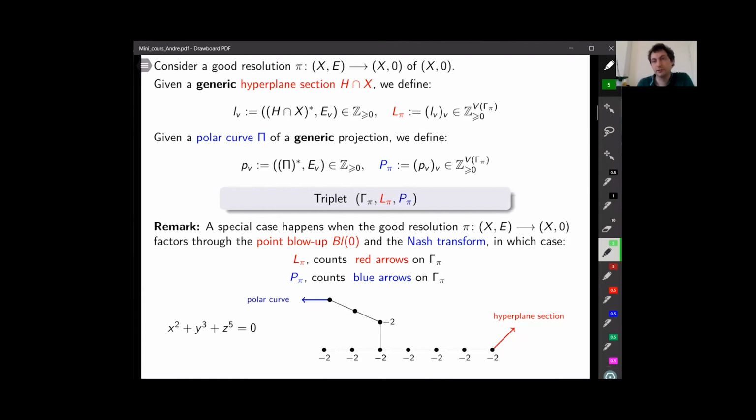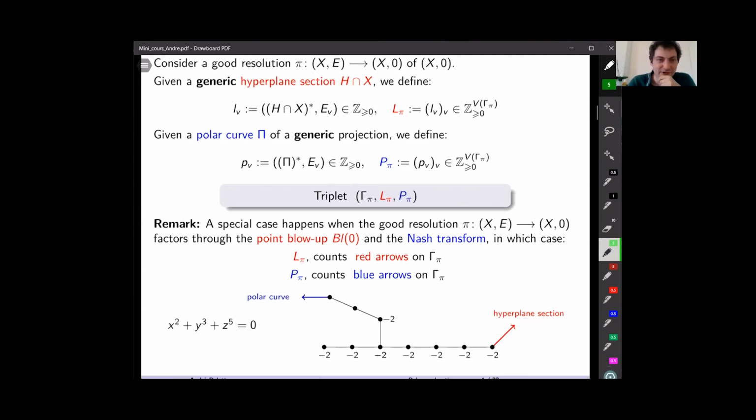Now a remark, trying to recall what has already been done in other talks. A very nice example was presented in the special case that the resolution factors through the point blowing up and the Nash transform. In this case, all of these hyperplane sections are going to be smooth and hit the exceptional divisor transversely. Well, not all, but a generic one. So we can count them as arrows. She gave an example where she made a resolution graph and counted the number of red arrows and blue arrows in the graph. But in general, we don't talk about arrows because we do not have these properties for free, and this is going to play a role in today's talk.